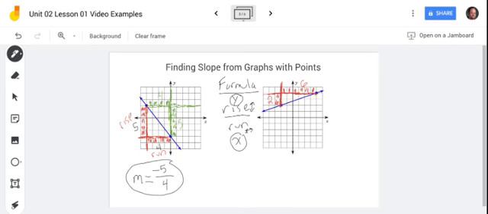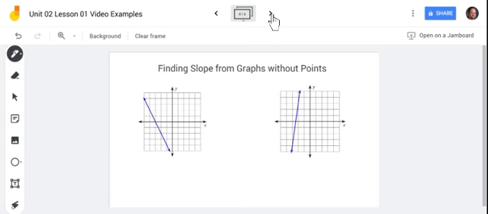So that means my slope is a fraction, a rise of 2 over a run of 6. Notice it is going uphill. It is a positive correlation, so I don't need a sign. But 2 over 6 is not simplified. 2 over 6 simplifies to 1/3. So that is my slope, 1/3.